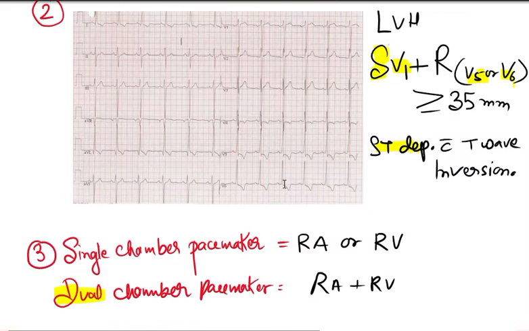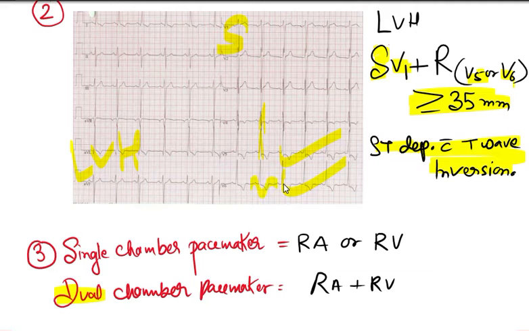Next one, we see this ECG and we see the S wave is prominent in V1 and in V5 or V6 there is a prominent R wave. Addition of both is more than 35 mm. That indicates left ventricular hypertrophy, and ST depression is also noted on these leads, with T wave inversion.